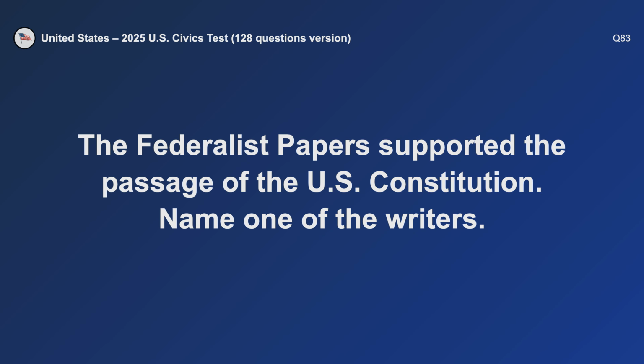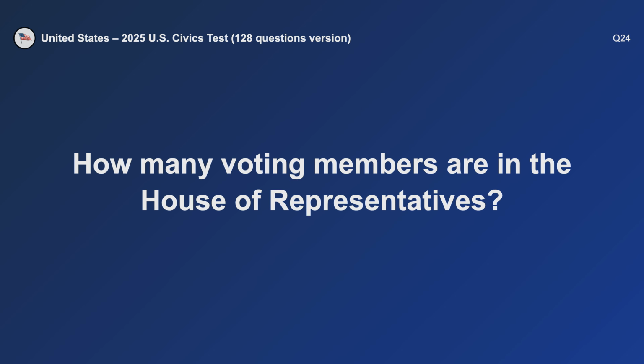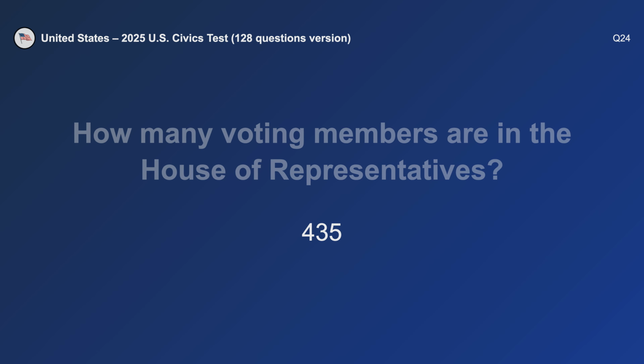The Federalist Papers supported the passage of the United States Constitution. Name one of the writers. Alexander Hamilton. How many voting members are in the House of Representatives? 435.